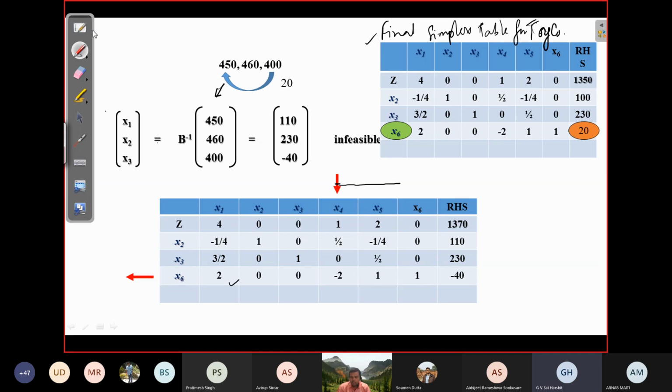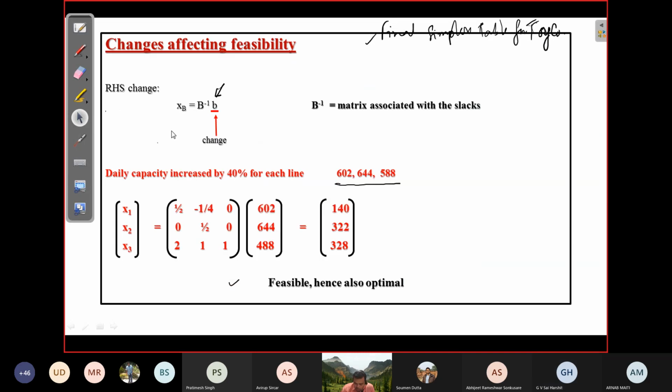We can do B inverse B. B inverse will be the coefficient of slacks. So B inverse B is the values of the basic variables, right? XB. So from where will I get the B inverse? Coefficients of slacks from the table, which turns out to be this, right? So this is the B inverse. From that final table, I can get the current B inverse.